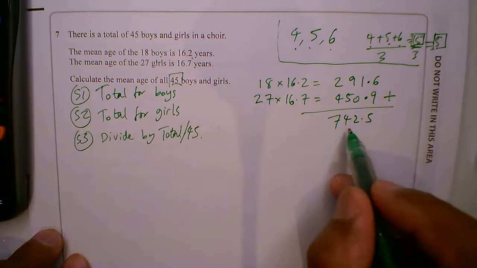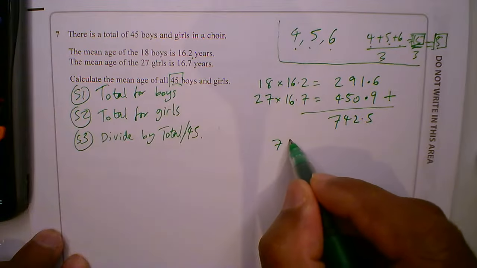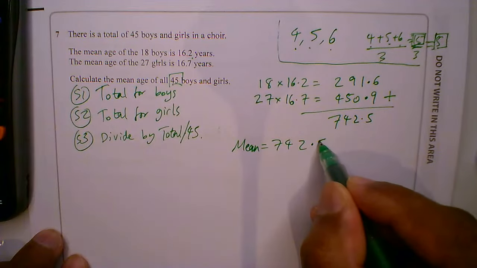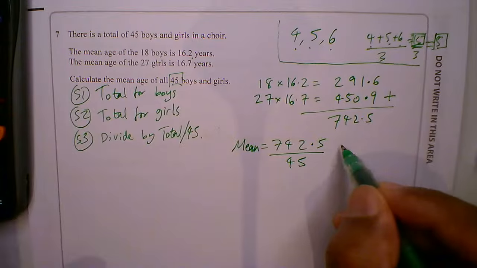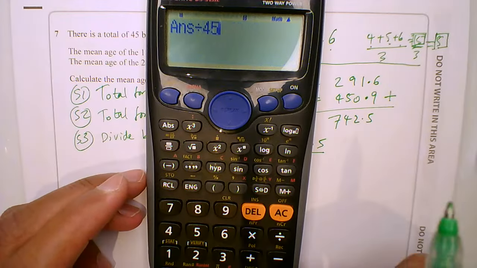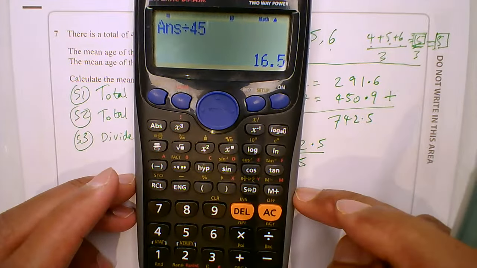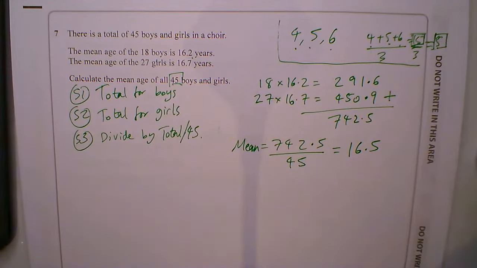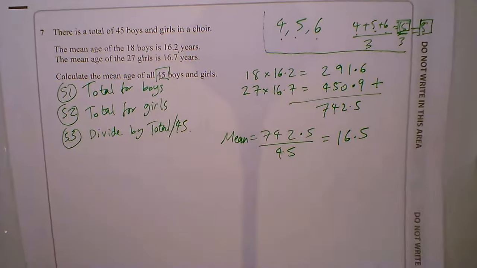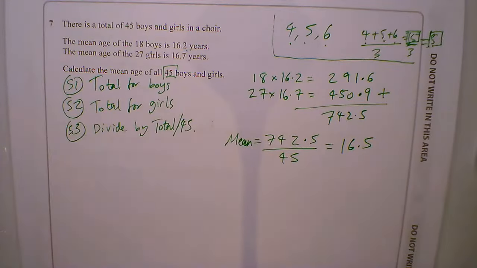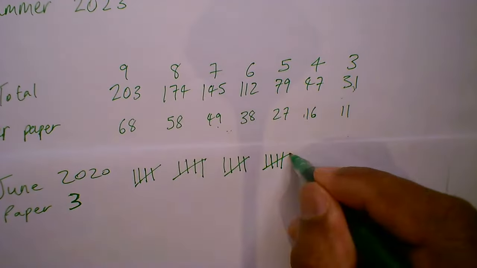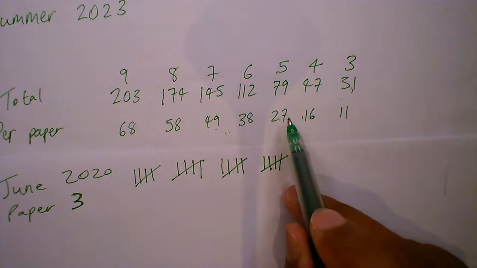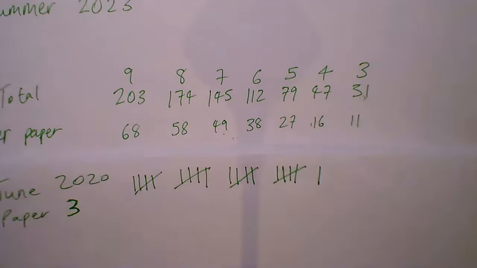And now I divide the total by 45 because I've got 45. So my mean equals 742.5 divided by 45. That gives me 16.5. So that's a nice little answer there. Okay, so that is worth 3 marks. So let's add that to our tally. 1, 2, 3, 5, 10, 15, 21 marks. So we ranked grade 4. We are 6 marks away from a grade 5.